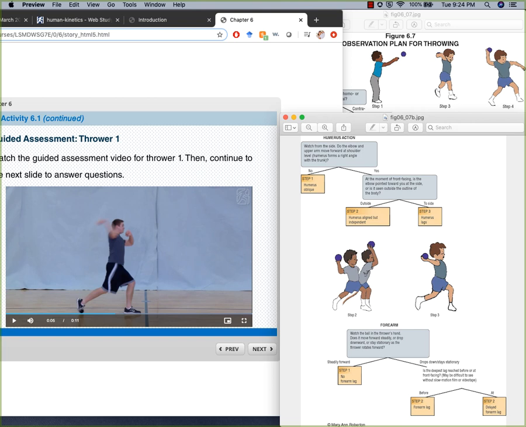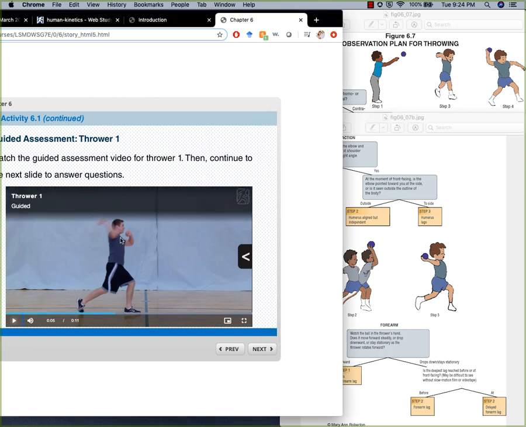We can see that the thrower is in step 3 because the elbow is pointed to the right side and is in line with the outline of the trunk. Lastly, let's rewatch the video and determine the step for the forearm action. Here we need to watch the movement of the ball in the thrower's hand and the upper arm in relation to the humerus. When the thrower is front facing, the humerus moves forward first and the forearm is stationary.